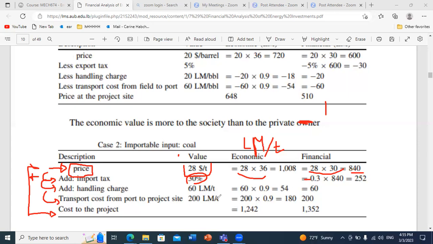After this, also we should add the handling charge. We add it as it is in the financial approach, while we just take 90% of this charge in the economic approach. So we can compare at the end what is the cost to the project in case we do the economic approach or in case we do the financial approach. Okay. Any question on this?